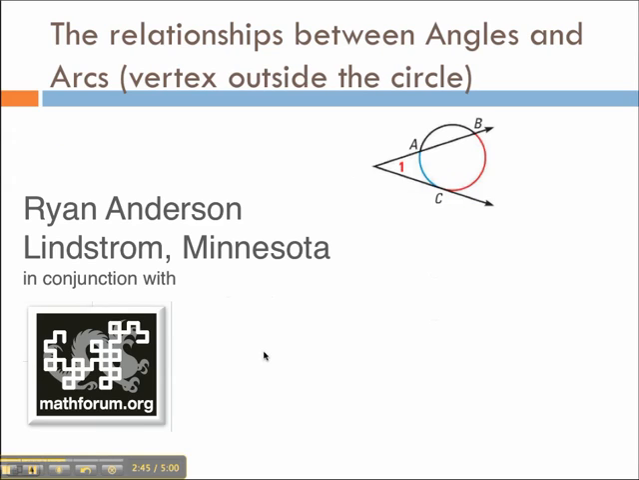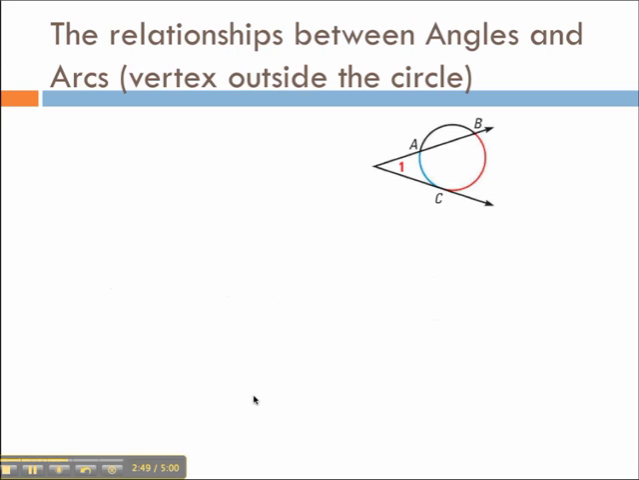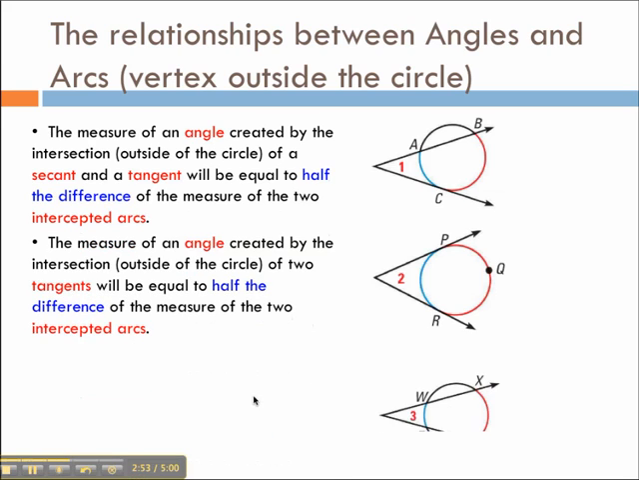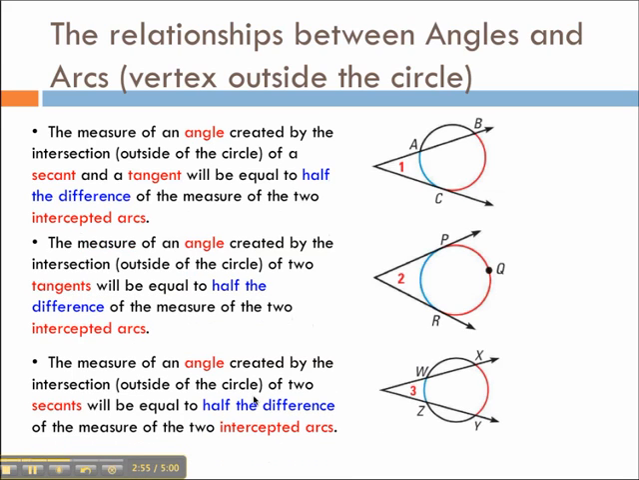When two lines or line segments intersect outside the circle, what happens? Well, there's really three ways that this can happen. When we have two secants intersecting outside the circle, two tangents intersecting outside the circle, or a secant and a tangent intersecting outside the circle, they all have the same relationship. They all are half the difference of the two intersected arcs.